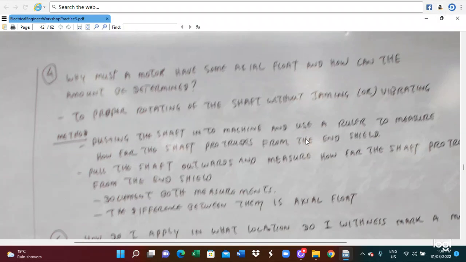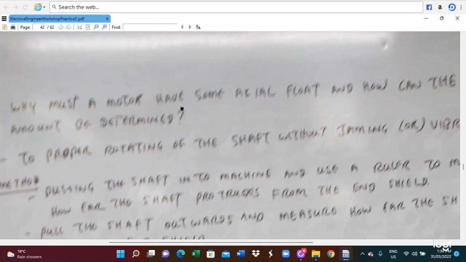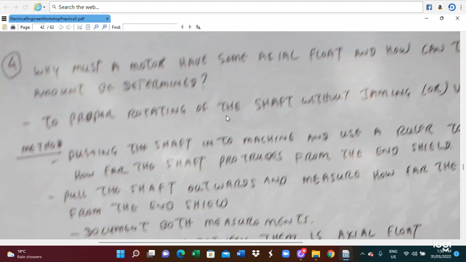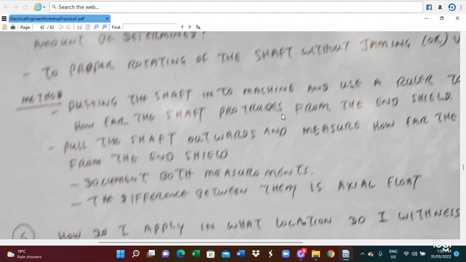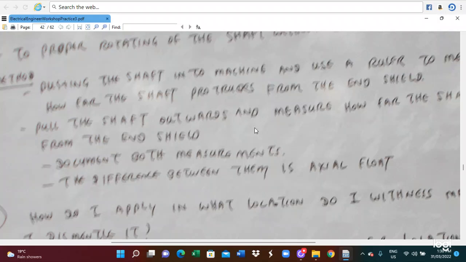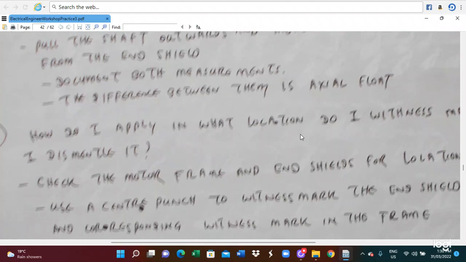Why must a motor have the same end float, and how can you measure it? So in this case, properly rotate the shaft without jamming. Push the shaft into the machine and then use a ruler to measure how far the end of the shaft is, and also pull the shaft over and measure. And then you have to measure the difference between the two measurements.